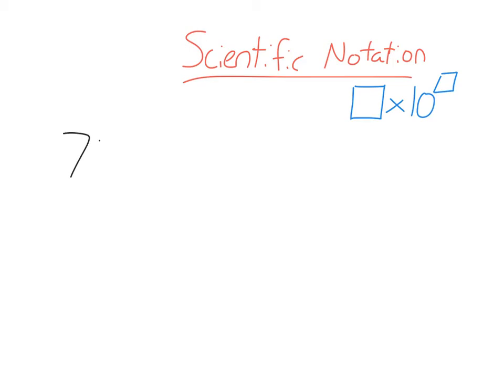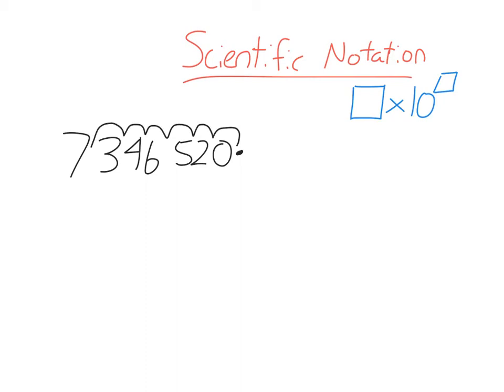So let's say we have a really big number like this. If I want to write it in scientific notation, I take the decimal point, which is at the end of a whole number, and I move it until the number is between 1 and 10. This number has to be between 1 and 10. So if I do that, the number becomes 7.34652. So I write that number times 10 to the power of, and the number of places I move the decimal point goes in the power. So I moved it 6 places here.